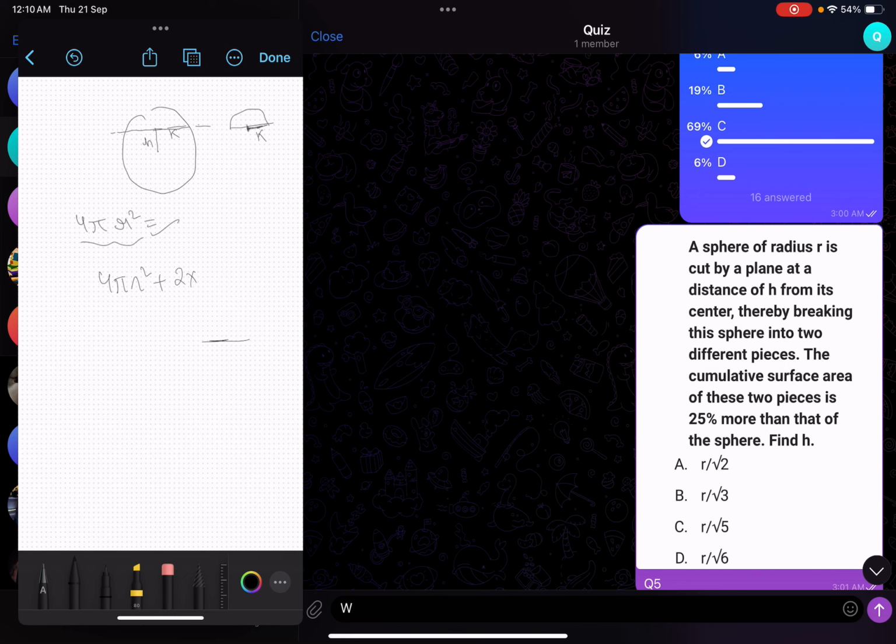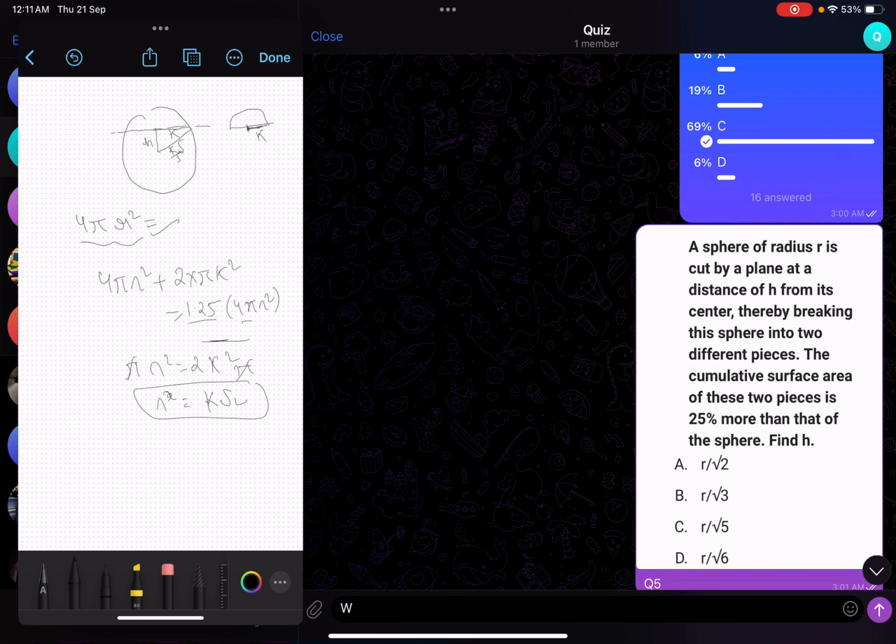So 2 times pi k square, and given that this is equal to 25% more, so 1.25 times the old one, that is 4 pi r square. Now just solve this. This will be 5 pi r square, so this goes to that side. Pi r square equals 2 pi k square, so pi gets cancelled. r equals k root 2.